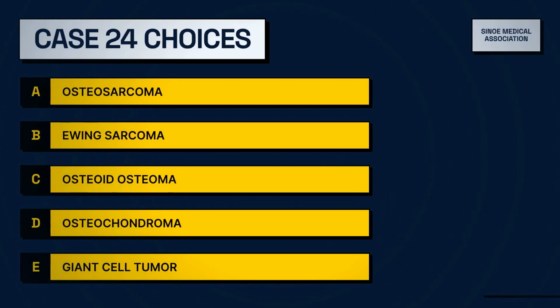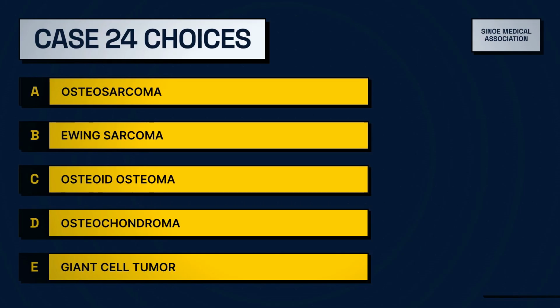Osteoid osteoma, D. Osteochondroma, or E. Giant cell tumour? Pause and select. The correct answer is A. Osteosarcoma. The Codman triangle and sunburst pattern are classic X-ray findings. It typically occurs in the metaphysis of long bones in teenagers. Always associate this with the RB and P53 tumour suppressor genes.